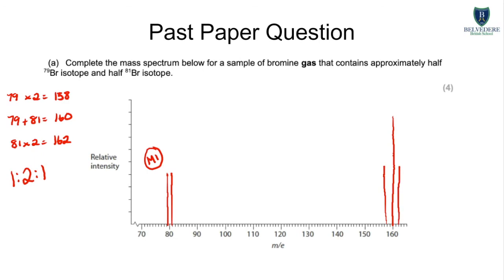So you get a mark 0.2 for having the peaks in the right place for 158 and 162. Mark 0.3 for having the peak at 160. And mark 0.4 is for having them in the correct ratio. So for simply drawing 5 lines using a ruler and just making sure that the heights are the same, you could get 4 marks in an exam. These should be some of the easiest marks that you will pick up in this paper.